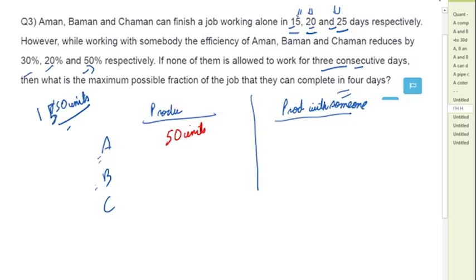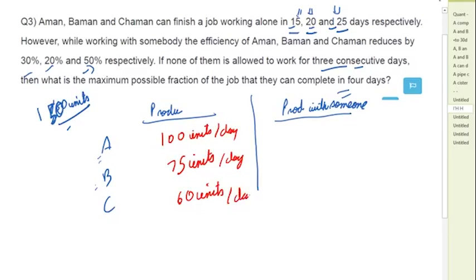And that you can do. If you move ahead in the question and you see something you have assumed is not making sense, you can quickly change it. So now A has 100 units, B has 75 units, and C has 1500 by 25, 60 units. So when they work alone, they do this much work per day.